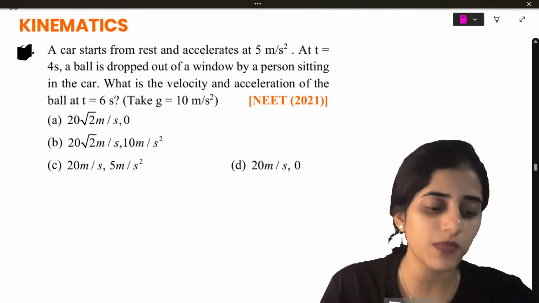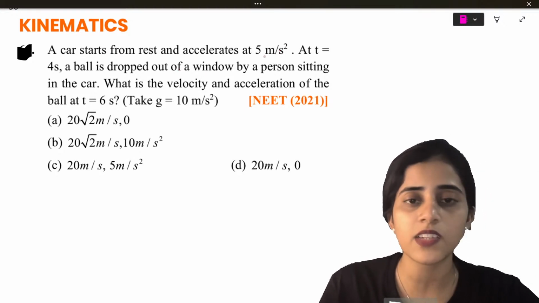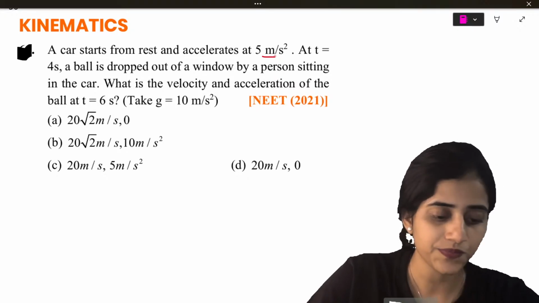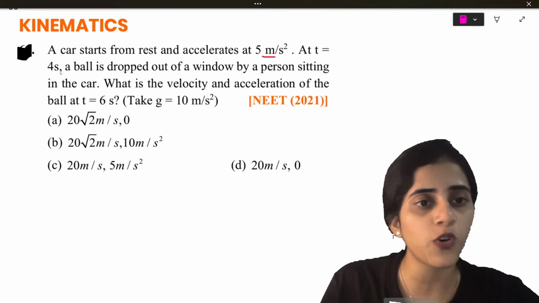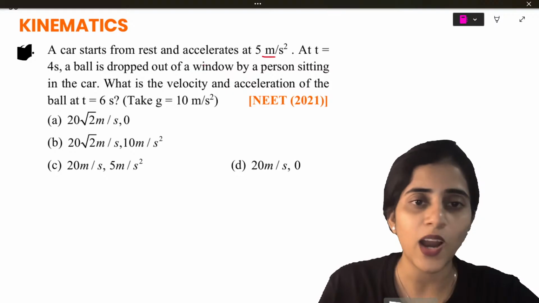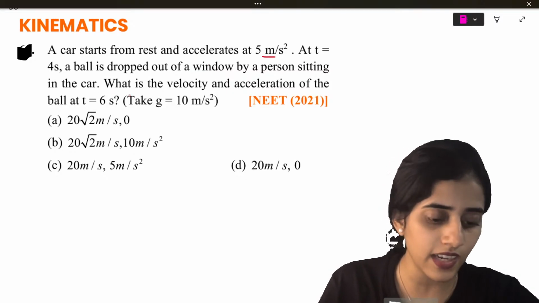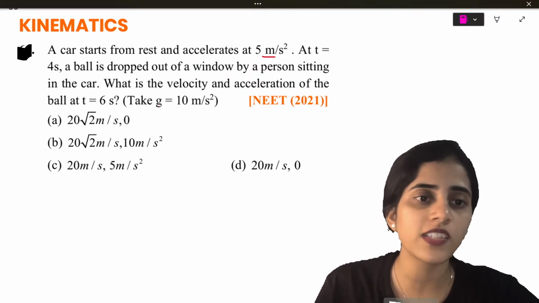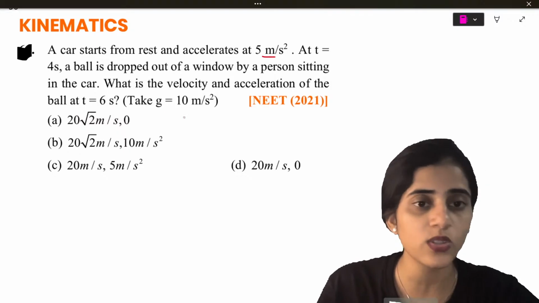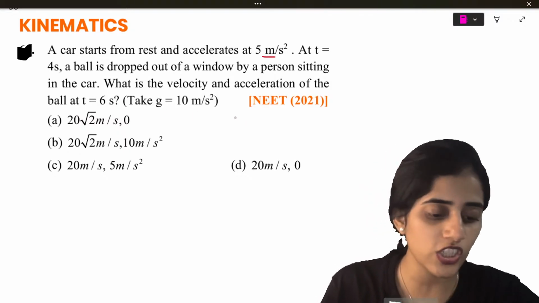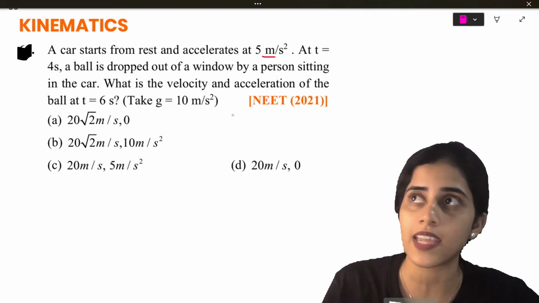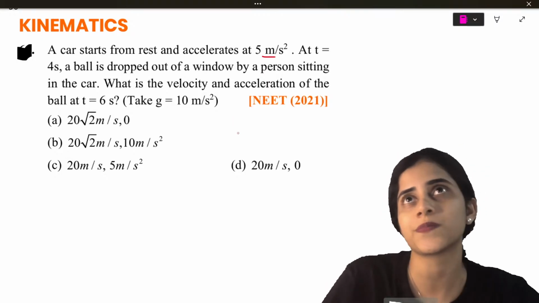A car starts from rest and accelerates at 5 meters per second squared. At t equal to 4 seconds, a ball is dropped out of a window by a person sitting in the car. What is the velocity and acceleration of the ball at t equal to 6 seconds? Take g equal to 10 meters per second square.